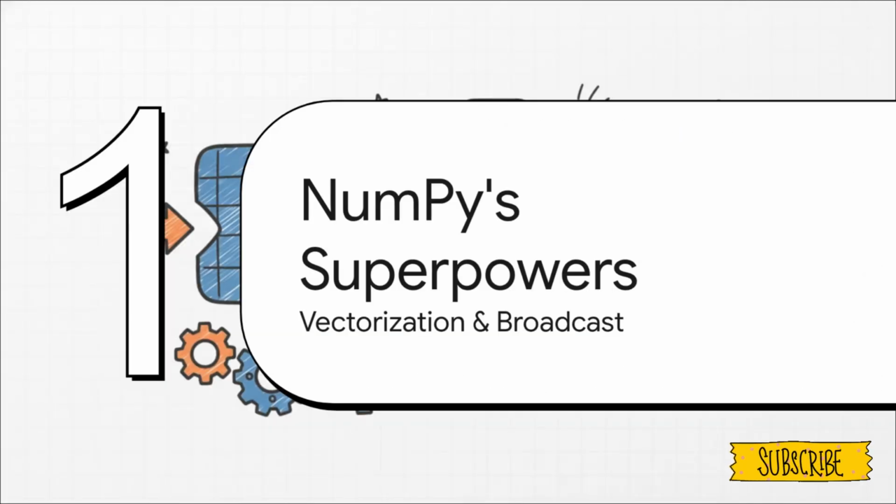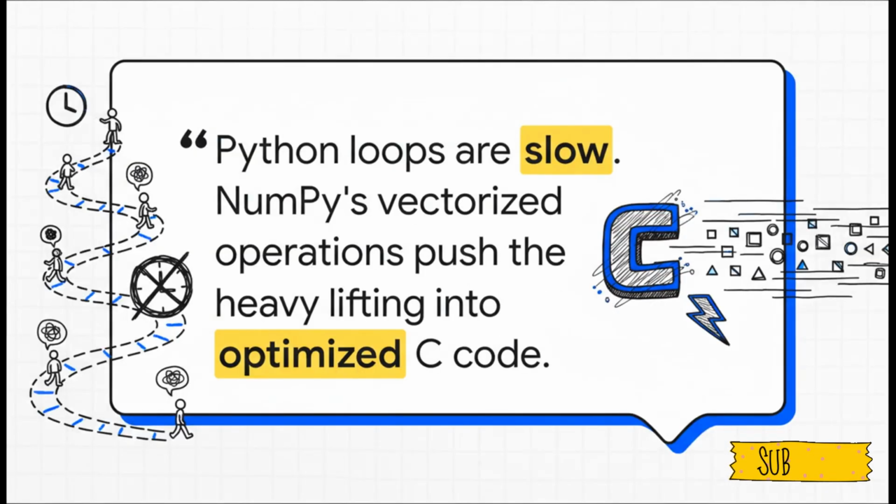So how does NumPy take advantage of this awesome array structure? Well, it all comes down to its two main superpowers, vectorization and broadcasting. Vectorization is a really simple idea. It just means you replace those slow, one-by-one Python loops with a single, highly optimized NumPy command. So instead of Python doing all the hard work, it just hands the entire array off to some pre-compiled C code that absolutely flies through the calculations. And that right there, that's where the massive speedup comes from.